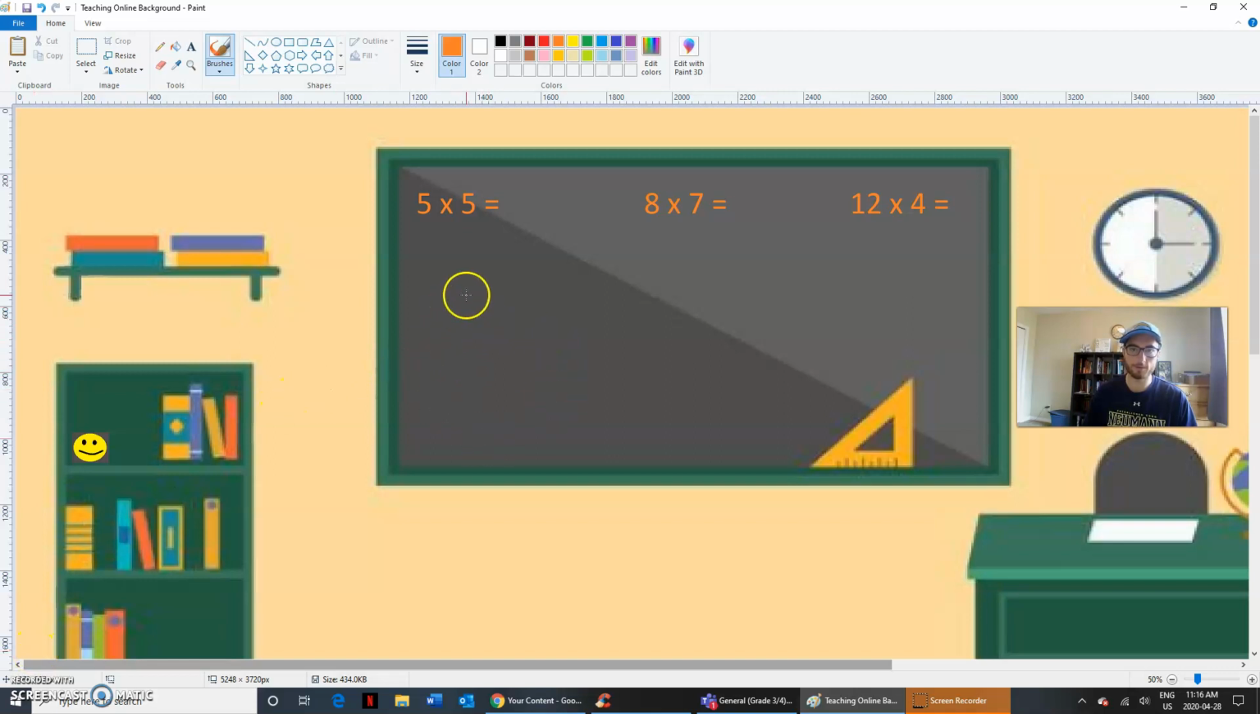We are going to just be working on some multiplication again this week. I'm going to quickly review a few strategies we learned last week, and I'll show you how sometimes you'll see multiplication viewed in a different way.